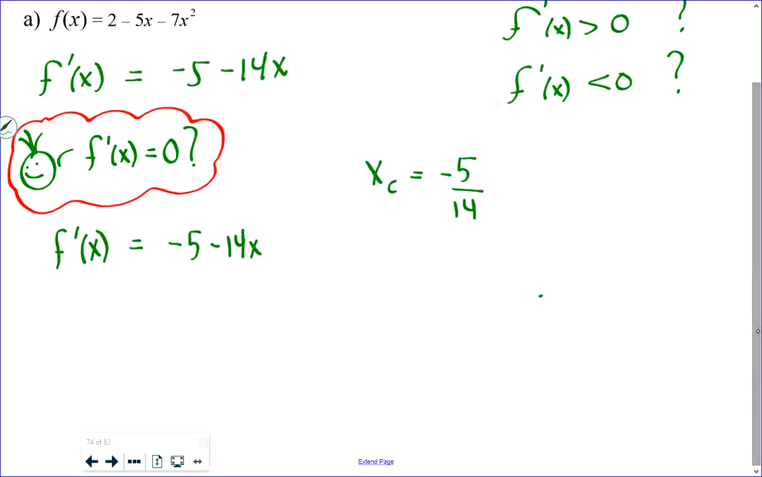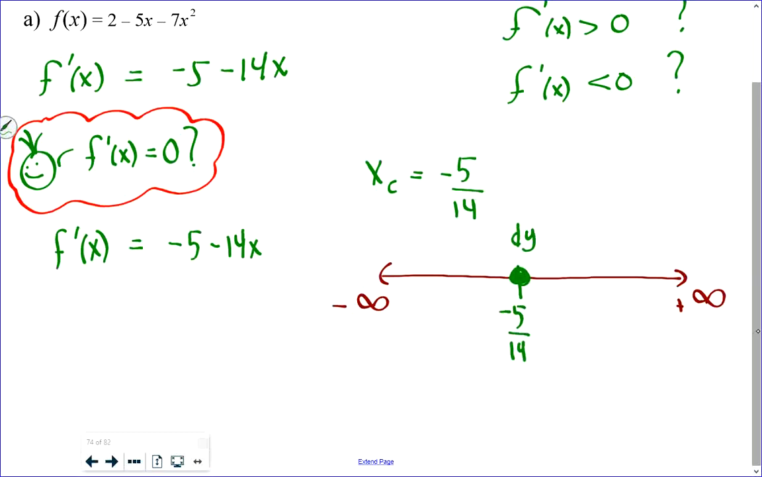So what does this mean? It means, and I really don't know that this number line is important. This function, well, I don't think it's important in what you write down. I think it's important in what it's telling you. This function exists from negative infinity to positive infinity. And we know that at negative 5/14ths rather, the derivative is equal to 0.